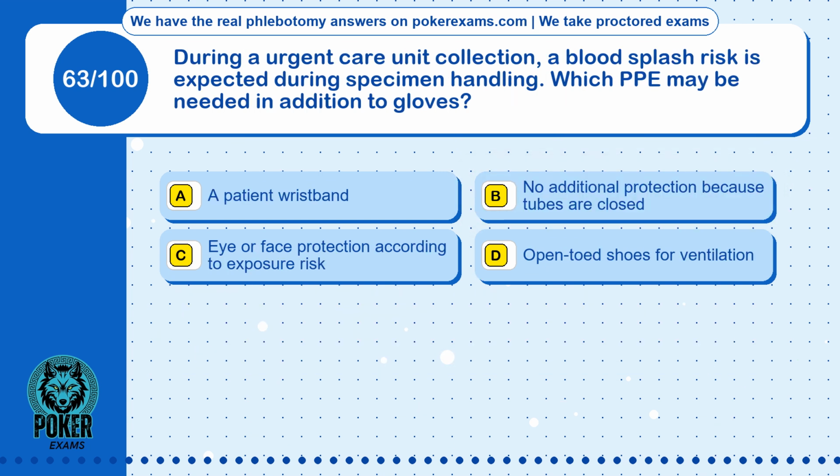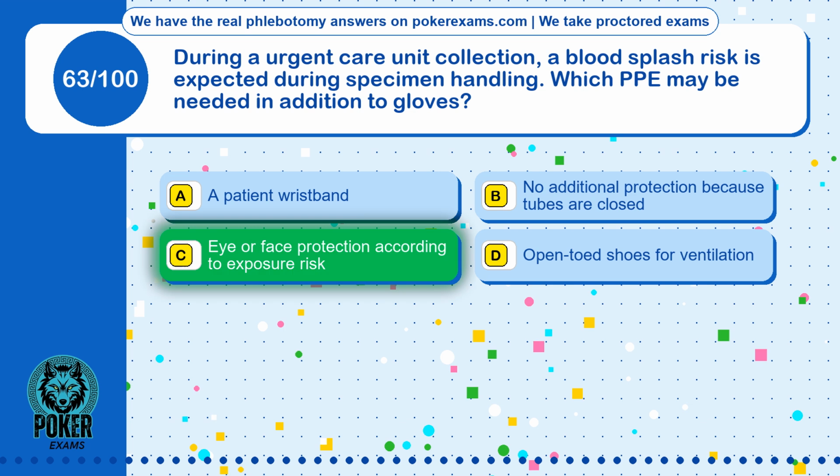Question 63. During an urgent care unit collection, a blood splash risk is expected during specimen handling. Which PPE may be needed in addition to gloves? Option A. A patient wristband. Option B. No additional protection because tubes are closed. Option C, eye or face protection according to exposure risk. Option D, open-toed shoes for ventilation.